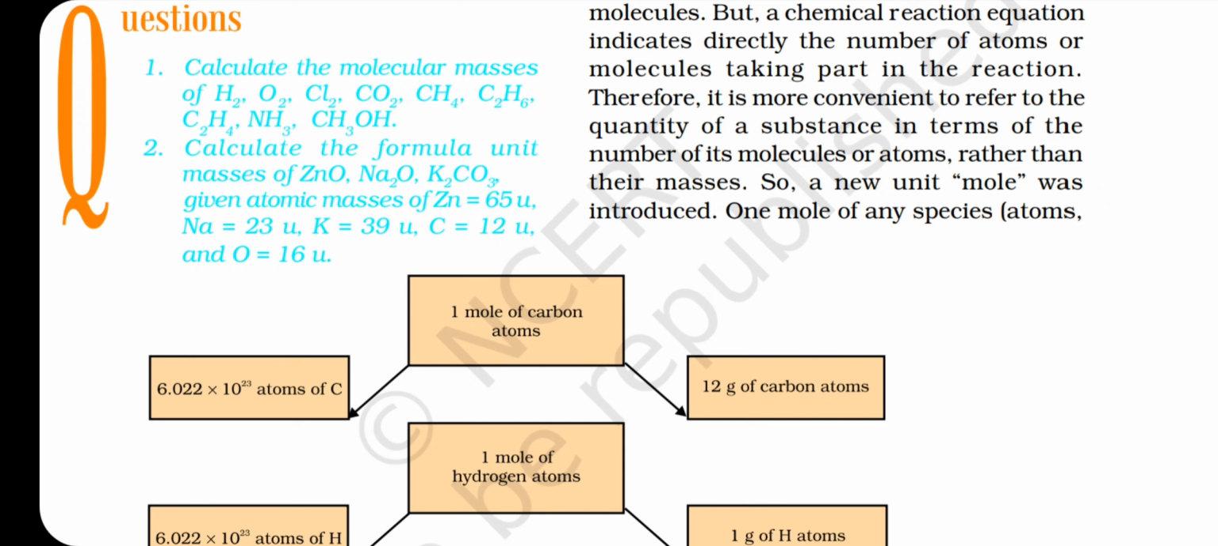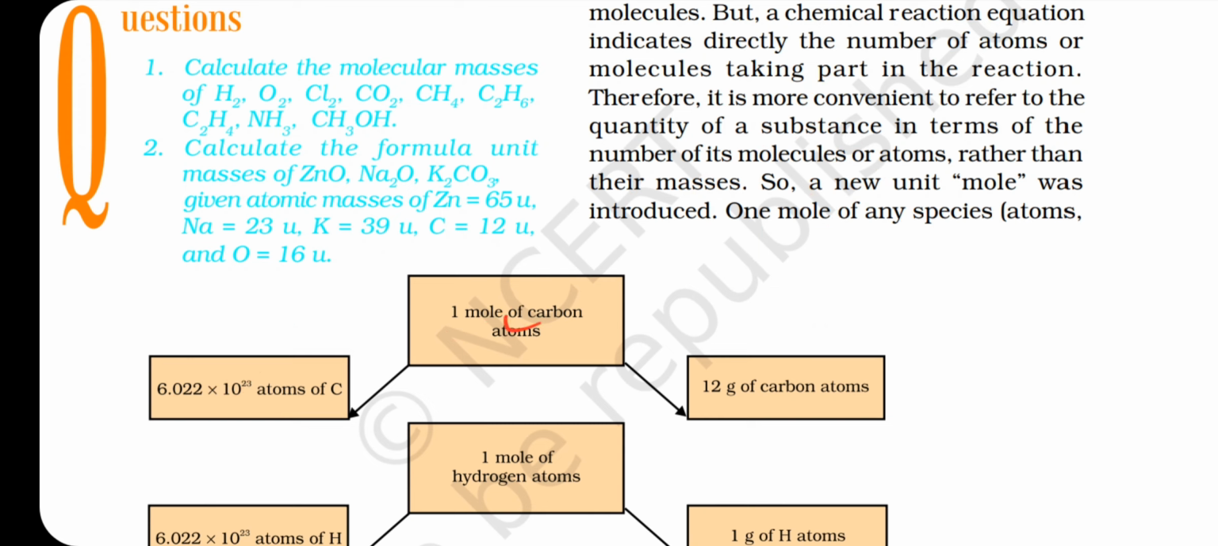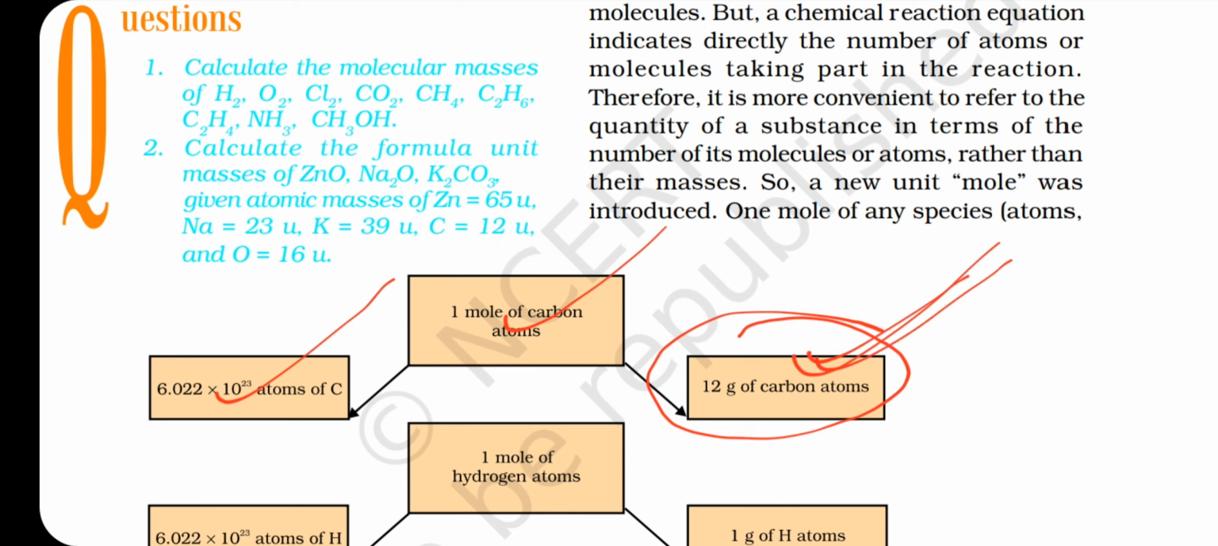Okay, suppose if someone asks us to bring 1 dozen of banana, we have to bring 12 banana. Just like that, dozen is also a simple unit. So mole means 6.023 into 10 to the power 23. 1 mole of atom means 6.023 into 10 to the power 23 atoms. For example, 1 mole of carbon atom, that is 6.023 into 10 to the power 23 atoms of carbon, is also 12 gram of carbon atoms.